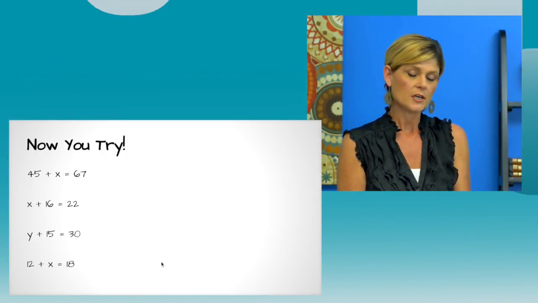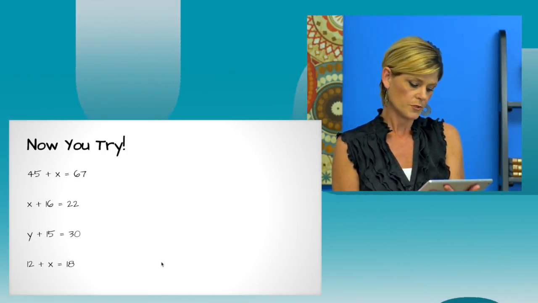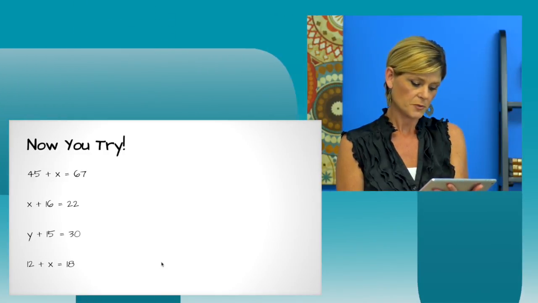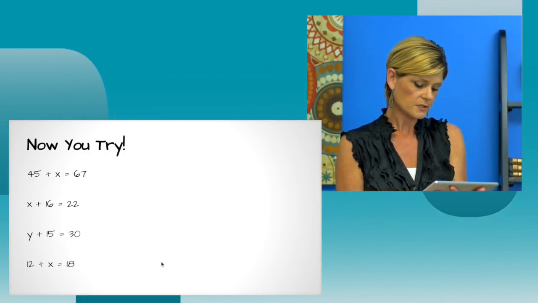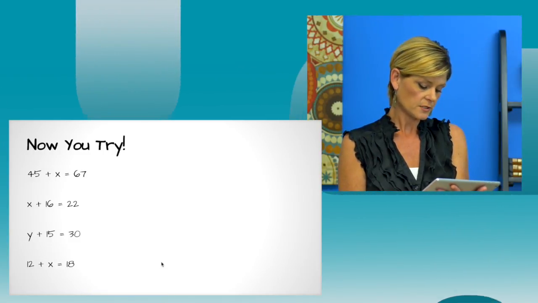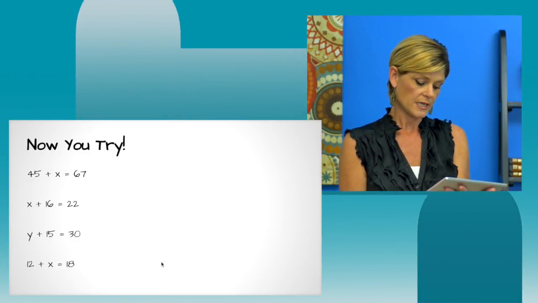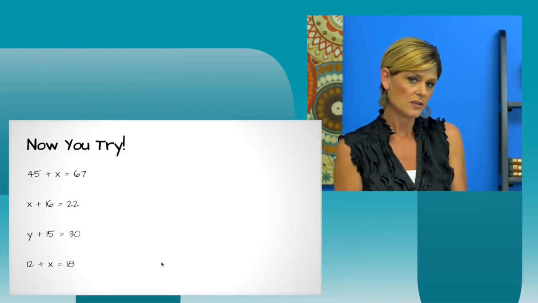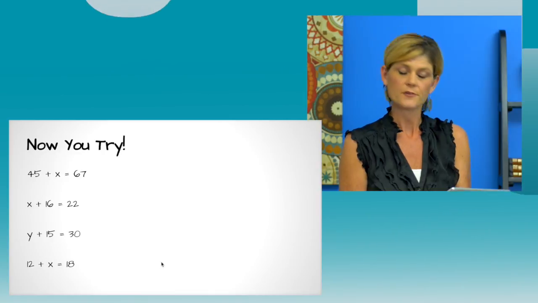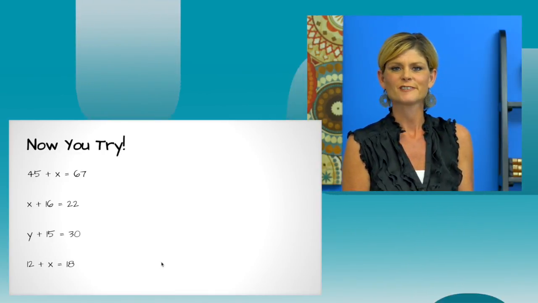All right, your turn. Try to solve for the variable. You've got 45 plus x equals 67, x plus 16 equals 22, y plus 15 equals 30, and 12 plus x equals 18. So try to solve for x, or try to solve for the variable, whatever that variable may be, and remember to use the inverse operation. Good luck.